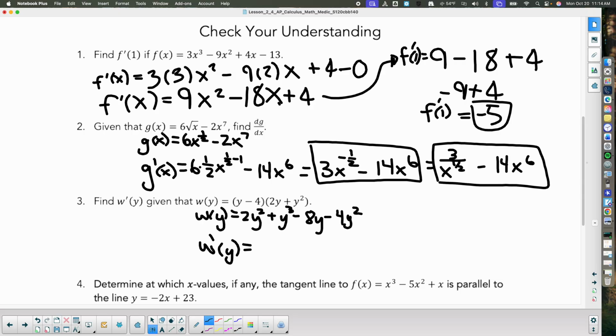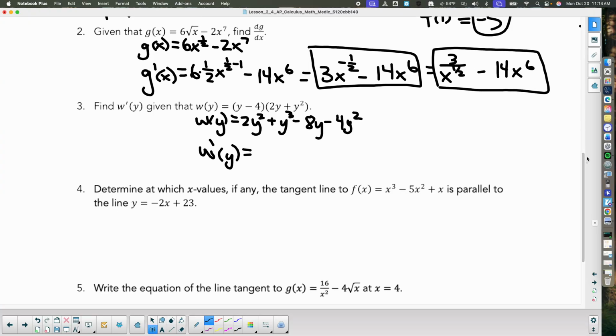And then number 4, I really wanted to see if you guys could remember how to do a tangent line. Because it's been a week. I'll put up the answer for number 3 while you guys are working on 4.